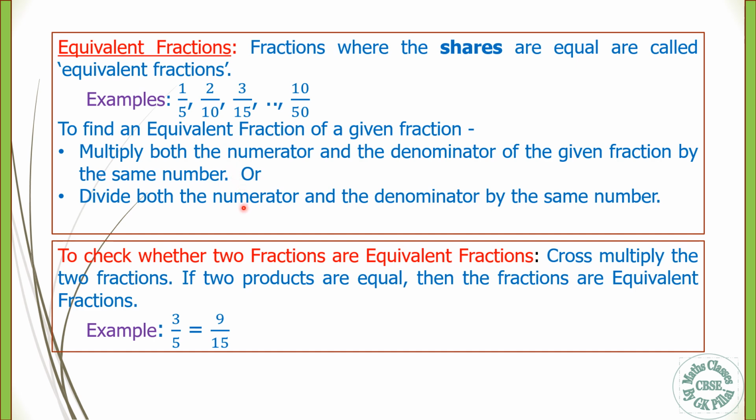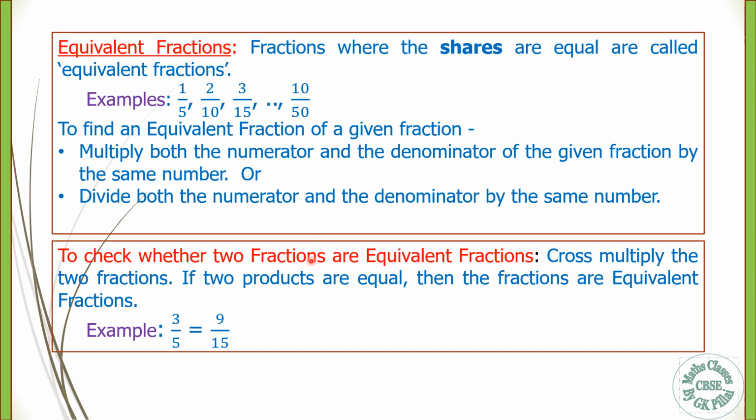The same way, divide both the numerator and denominator by the same number, you will once again get equivalent fraction. For example, 10 by 50, if you divide the numerator as well as denominator by 10, you will get back 1 by 5. So these are all examples of equivalent fractions.